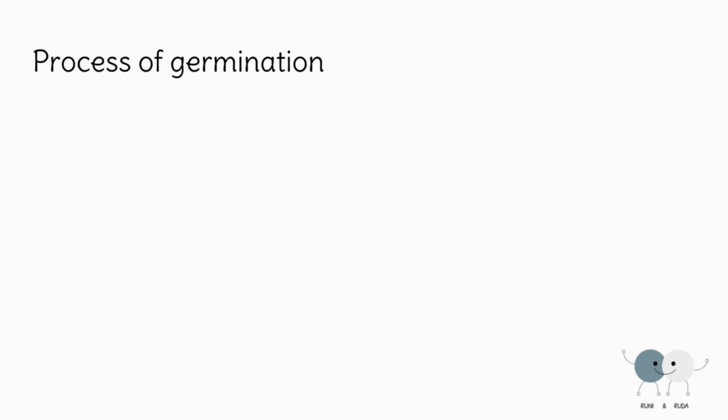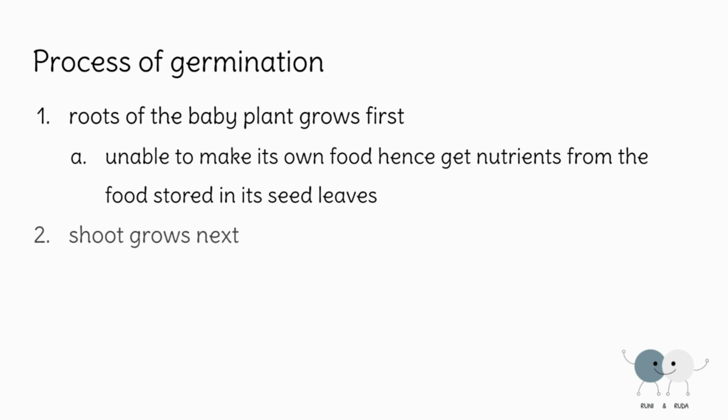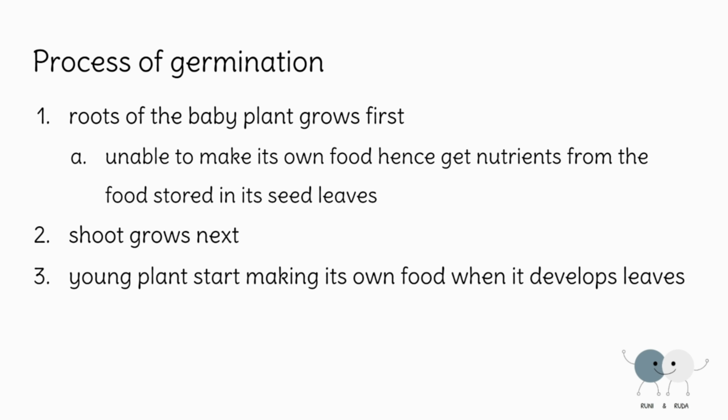The process of germination is, first, roots of the baby plant grow first and shoot grows next. Then the young plant makes its own food when it develops leaves.